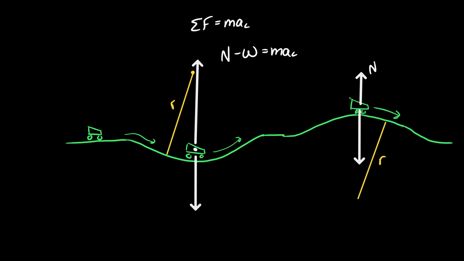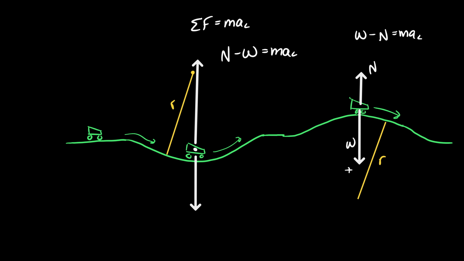In fact, roller coasters play with this all the time. If we look at the one on the right, in that case, the weight is greater than the normal force. And remember what I said, always make your positive direction the direction of your acceleration. So I'm going to make the positive direction downwards because it has to have an unbalanced force downwards in order to be accelerating downwards. So in this case, this is the positive direction, the direction of the weight. So weight minus normal force equals m a c.